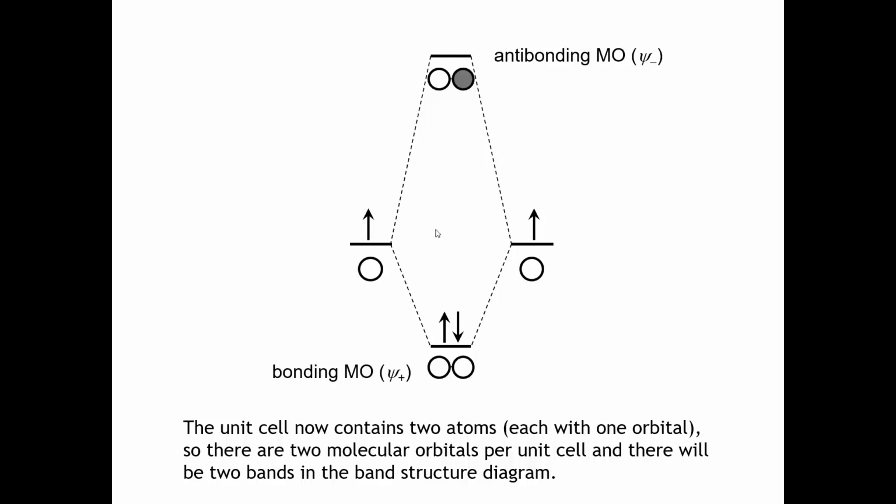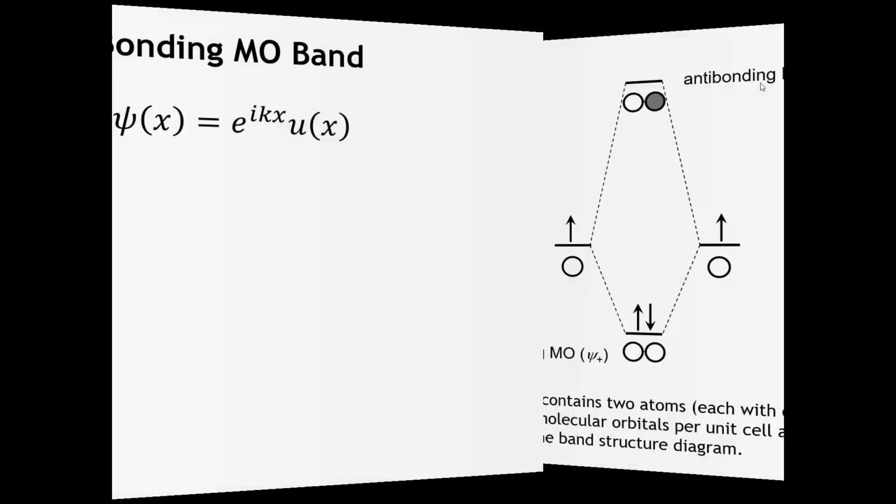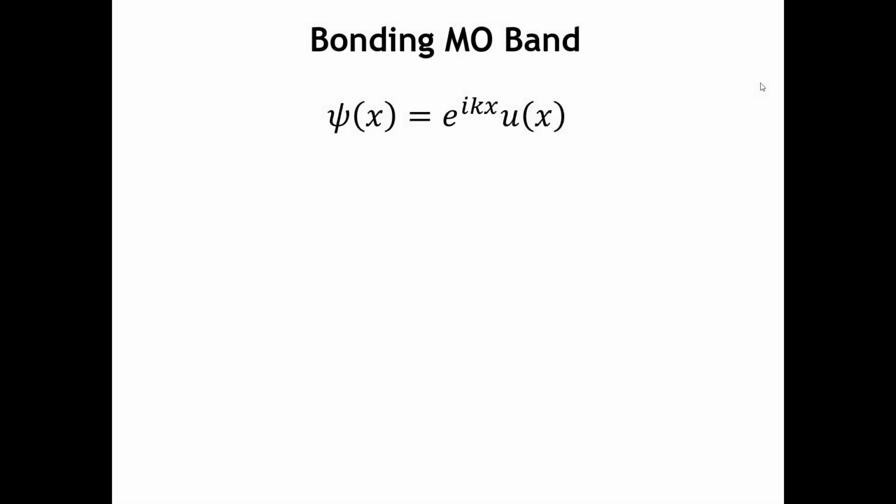The best way to think about it is just to think about the molecular orbitals of the H2 molecule. We have a bonding molecular orbital, and we have an antibonding molecular orbital. And both of those molecular orbitals are going to give us a band. Let's start with the bonding molecular orbital.